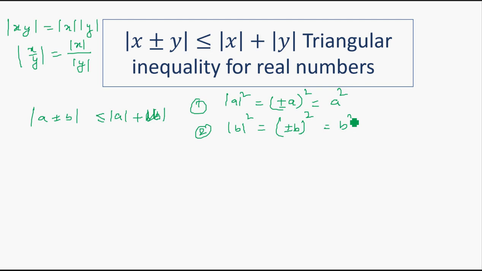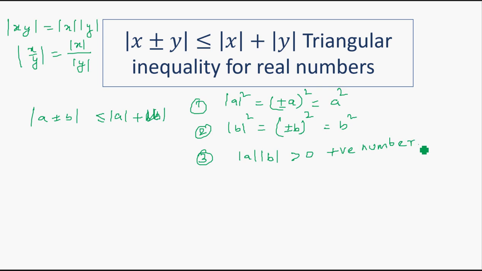So here basically you have mod a square is equal to a square and mod b square is equal to b square. The third point that you need to understand is mod a into mod b is greater than 0. That is, this is a positive number.